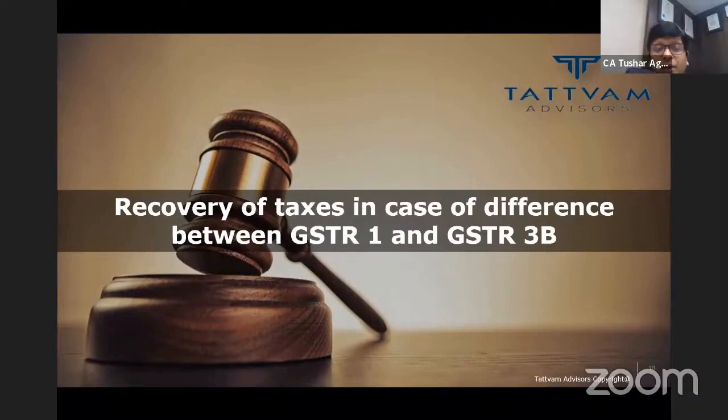Moving on to the second amendment in respect of recovery of taxes in case of difference between GSTR 1 and GSTR 3B. So in simple terms, this amendment says that if your GSTR 1 liability is more than your GSTR 3B liability, say in GSTR 1 a liability of 1 crore rupees is shown, and in GSTR 3B you discharge only 40 lakhs. There is a shortage of 60 lakhs. We can straight away go and recover money from you. How to recover? We can contact your customers.